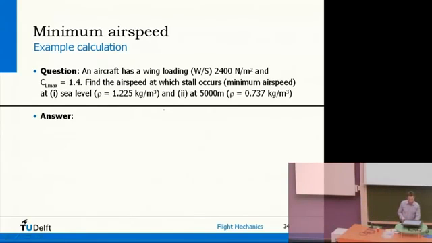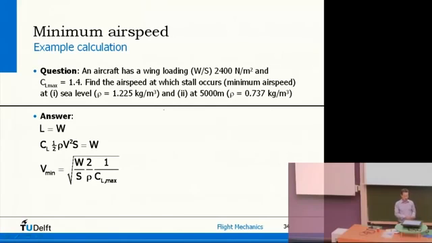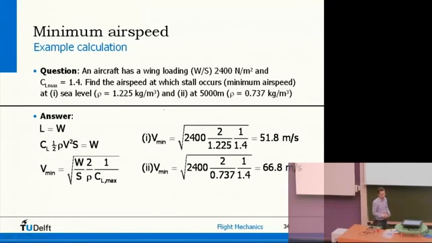Now for the answer, of course, you always have to show the equation for minimum airspeed, and you can simply derive that from lift is equal to weight. If you then fill in the numbers, that's pretty straightforward. I'm sure you'll be able to do that.